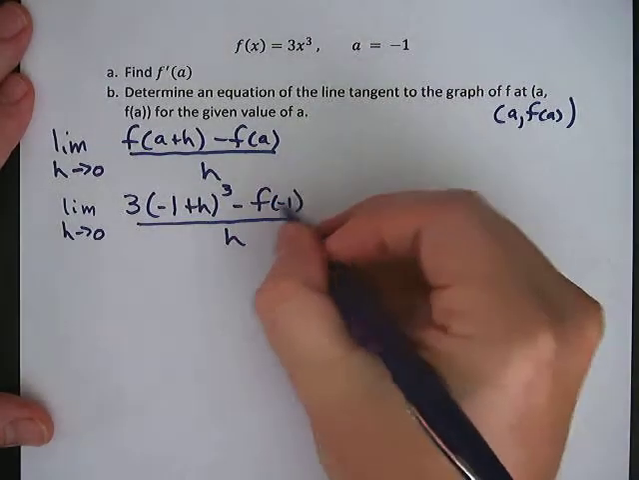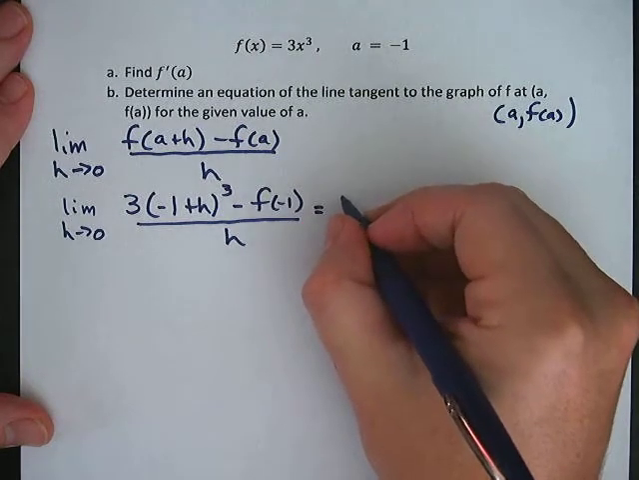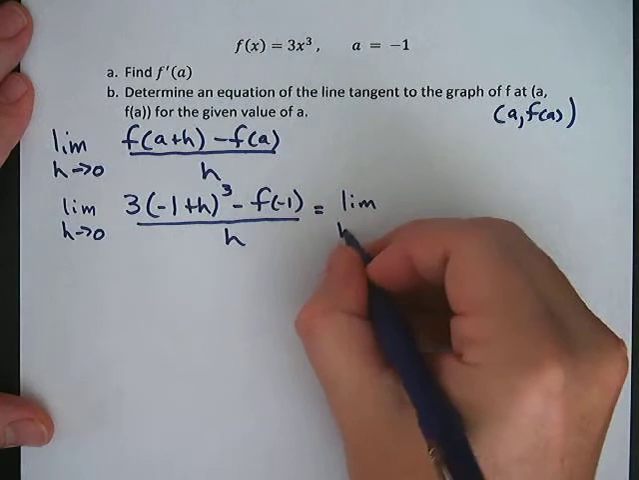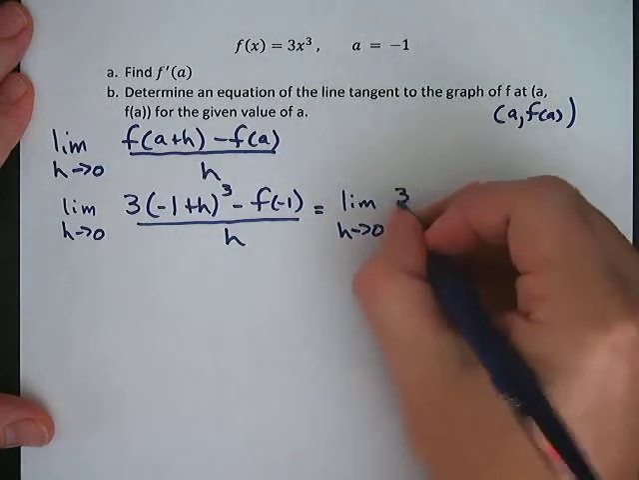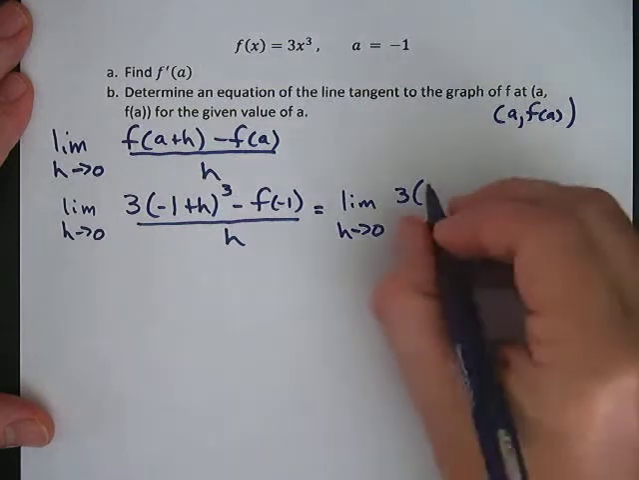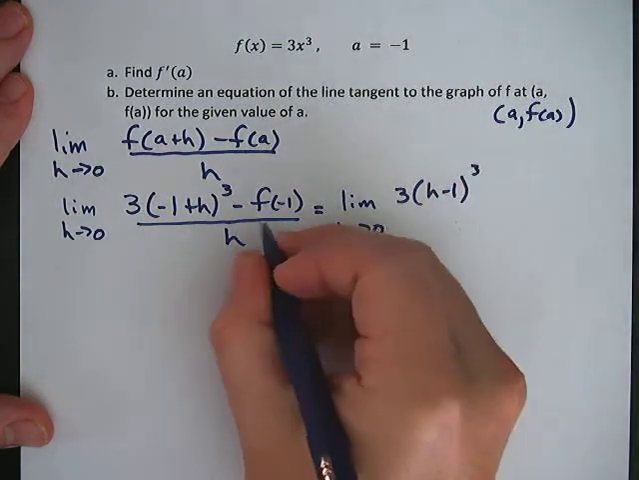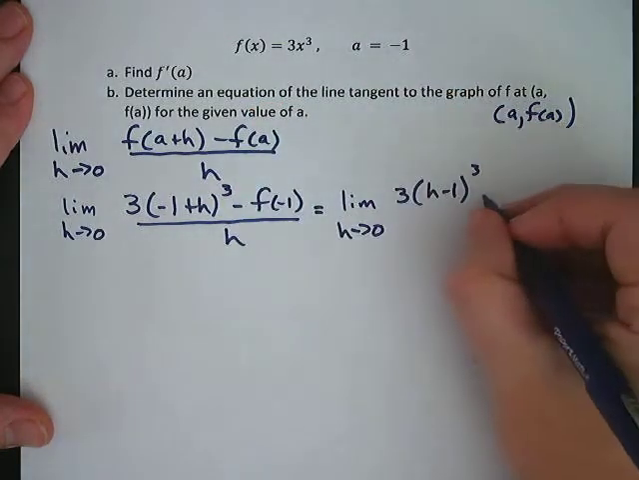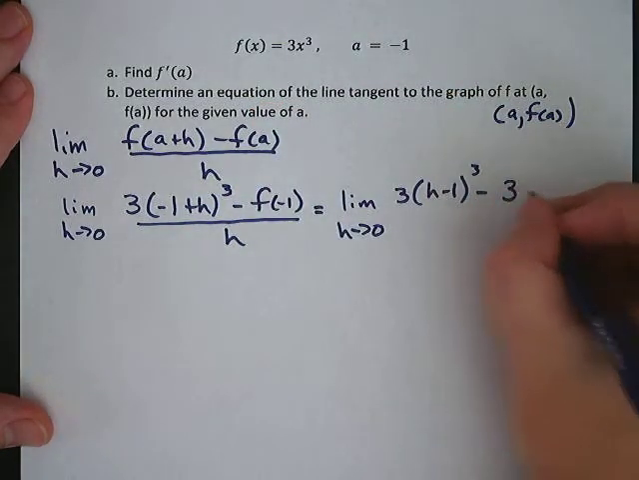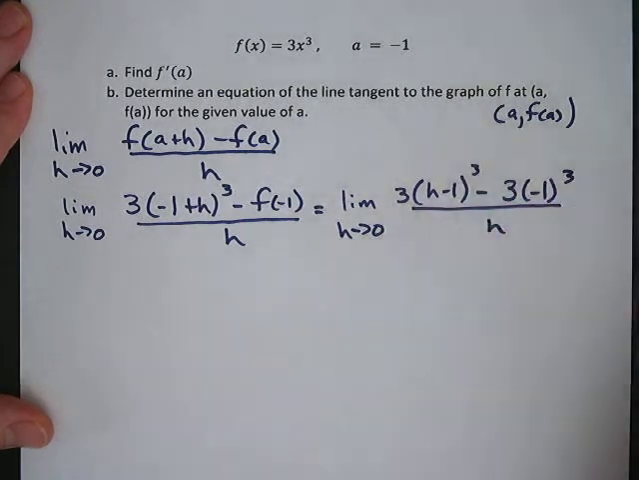Okay, I could have written that. Let's go ahead and write that function value. So the limit as h approaches 0 of 3 times, let's fix this as well. Let's write it as h minus 1 instead of -1 plus h. So h minus 1 cubed, and f of -1 is 3 times -1 cubed, over h.